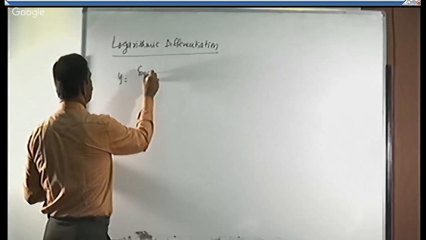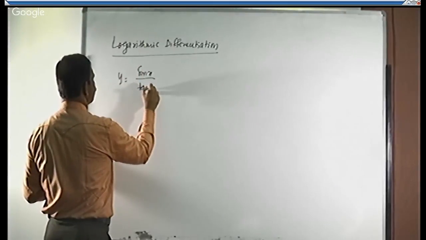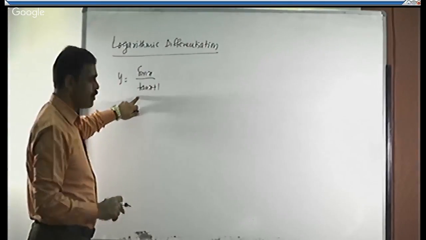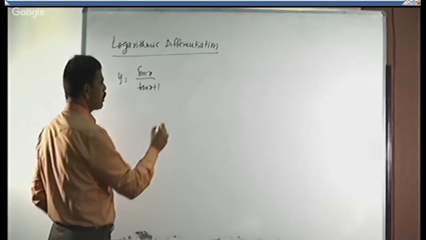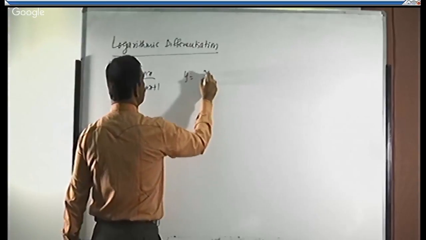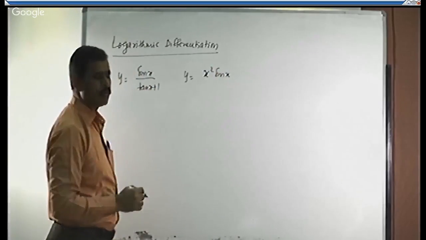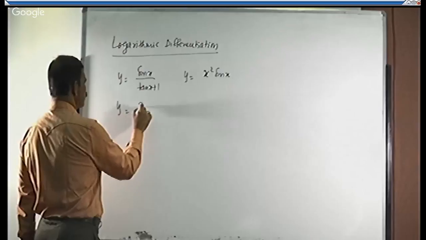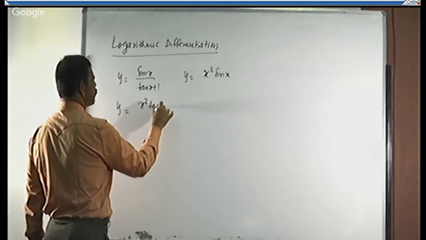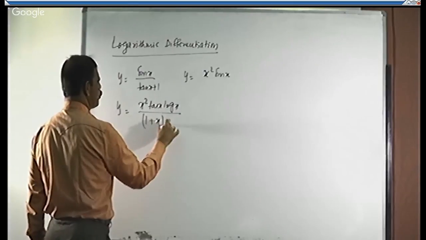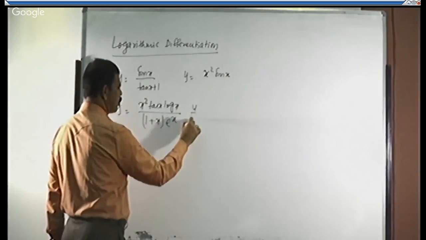See, y is equal to sin x divided by tan x plus 1. How are we going to differentiate this? We will differentiate it by quotient rule. Correct? y is equal to x square sin x. It is differentiated by what? Product rule. Correct? Suppose it is x square tan x log x divided by 1 minus x into e power x. See, this is in the quotient form, no doubt.